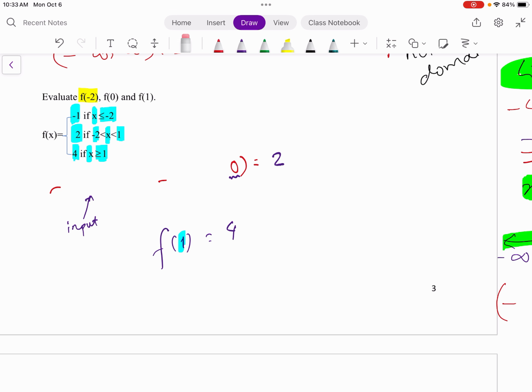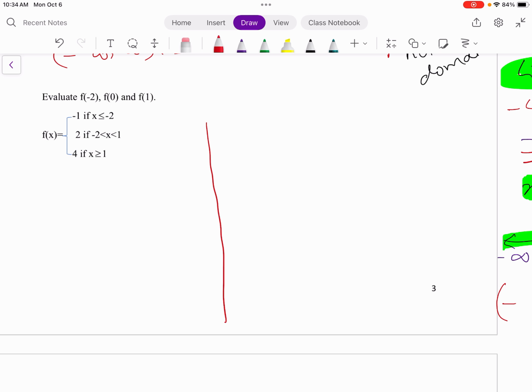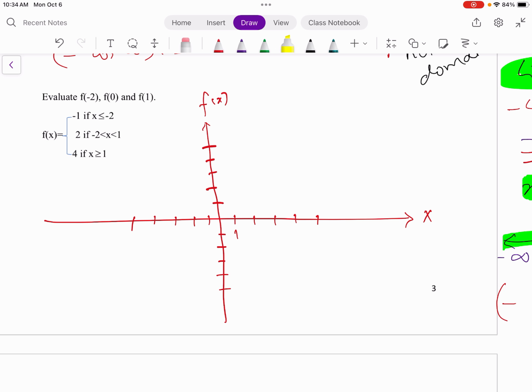Okay, so let me erase this one here. So let's graph this piecewise function. Our horizontal axis is x, vertical axis f of x or y, okay? So this is 1, 2, 3, 4, 5, 1, 2, 3, 4, 5, -1, -2, -3, -4, -5, -1, -2, -3, -4, -5. Okay, now we have 3 inputs.